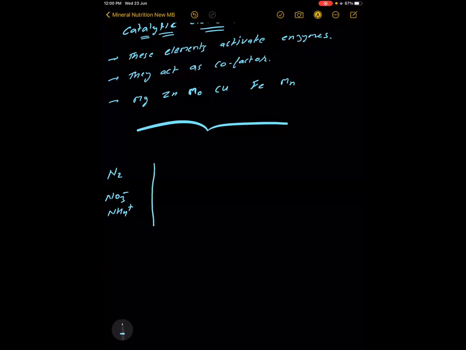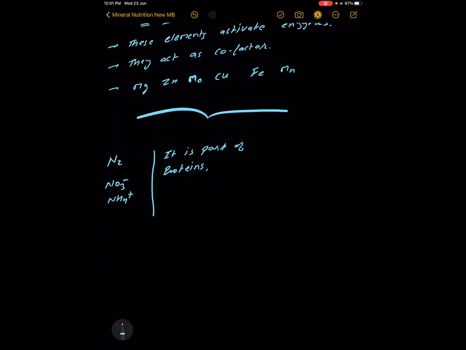Next, function. What is the function, or the role, of that element? Here we are taking nitrogen. What is the role of nitrogen in the plant? First of all, it is part of amino acids, so it forms proteins. Proteins include enzymes also.